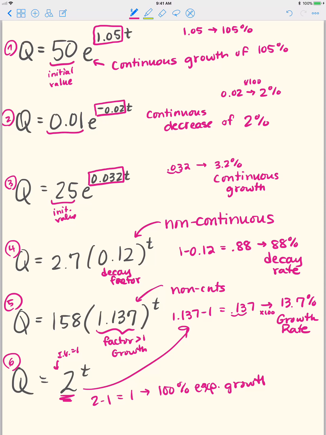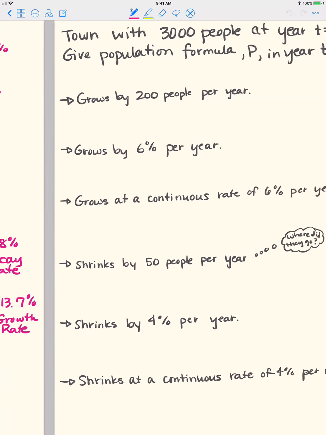Okay, so the bottom 3 examples were your normal growth and decay in the exponential sense, and then the top 3 examples were those ones that were representing continuous growth or continuous decay, because it has that base of e, and you're just putting the decimal form, whether it's positive or negative, on the exponent.